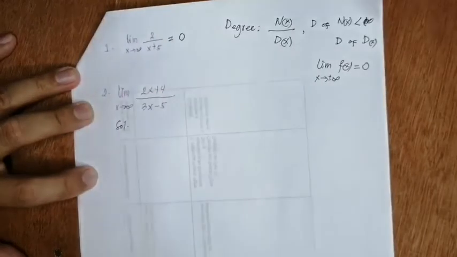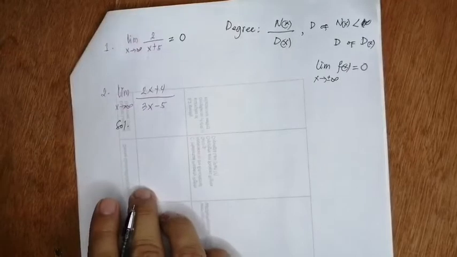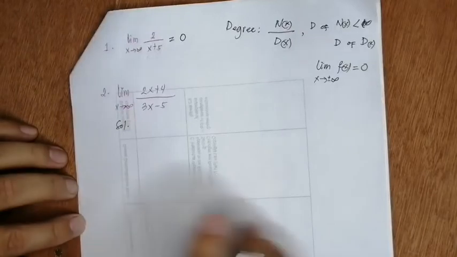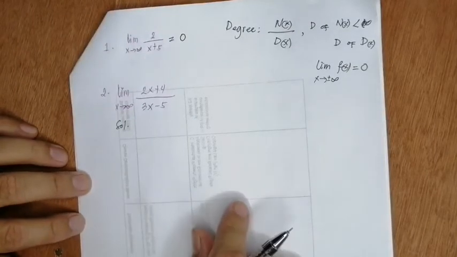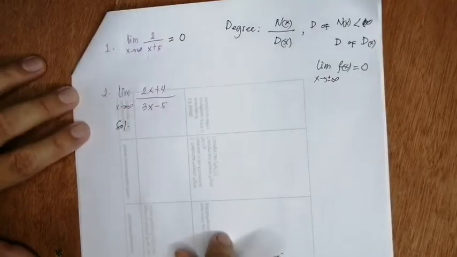So this will be our solution. So ang gagawin natin dito, we need to divide the numerator and denominator by x raised to a power similar to the degree of the polynomial in the denominator.